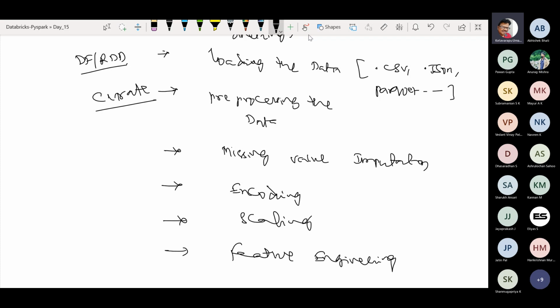All these things come under the category of handling of the data before handing the data to the machine learning engineer. And missing value imputation and encoding, scaling, feature engineering. And of course, guys, 90% of the work related to data engineering involves these four.